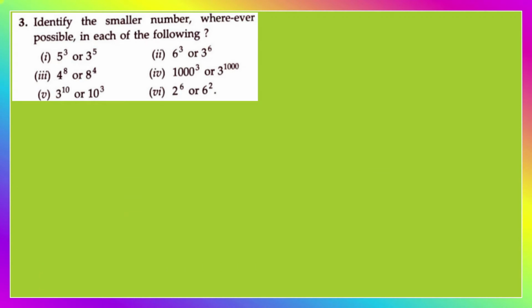Question number 3. Identify the smaller number wherever possible in each of the following. I want to tell you one thing in this case. I have told you that a to the power of b does not equal b to the power of a. Now we have to compare the exponents. This type of question can come in Olympiads, and in Olympiads, you cannot calculate the exponents.